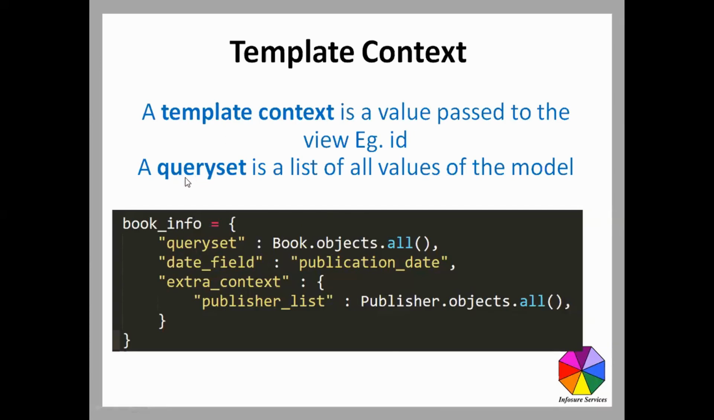Simply think of it like a query set. The template context is a value passed, for example a single ID, or the query set is a list of values of the model. So that whole query set can be passed as the context, either one record or multiple records. That's the takeaway.